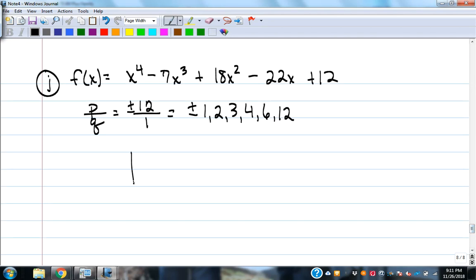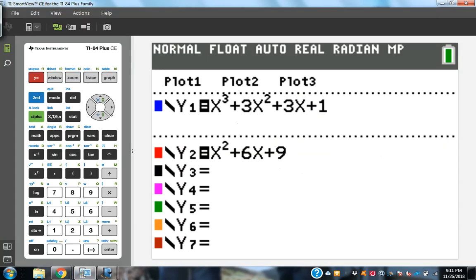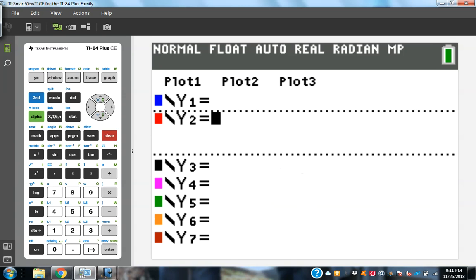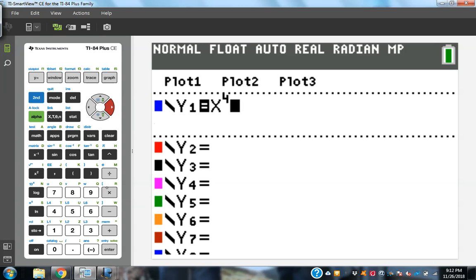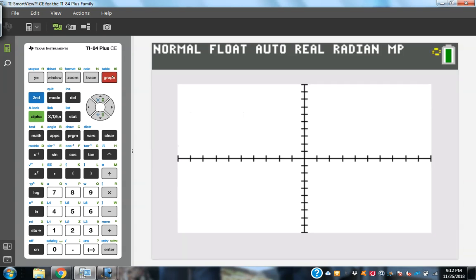So instead of guessing at which one to try, we're going to use the graph to tell us which ones to try out of this. So I'm going to graph that original polynomial with my graphing calculator. x to the fourth minus 7x to the third plus 18x squared minus 22x plus 12. And find where it's crossing the x-axis.